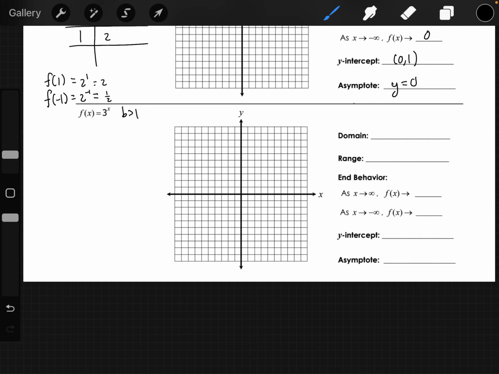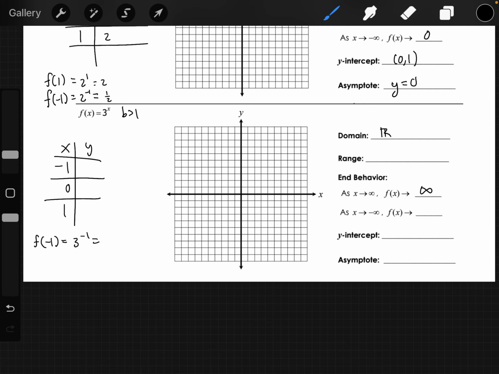For the second example, we see that the value of b is greater than 1, so this is an exponential growth. So we know that if it moves towards the right, the graph will move up towards infinity. And the domain is all real numbers. So let's graph some points, at negative 1, 0, and positive 1.